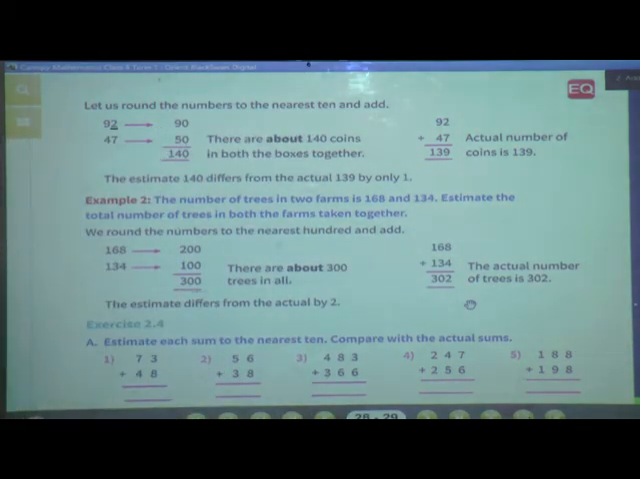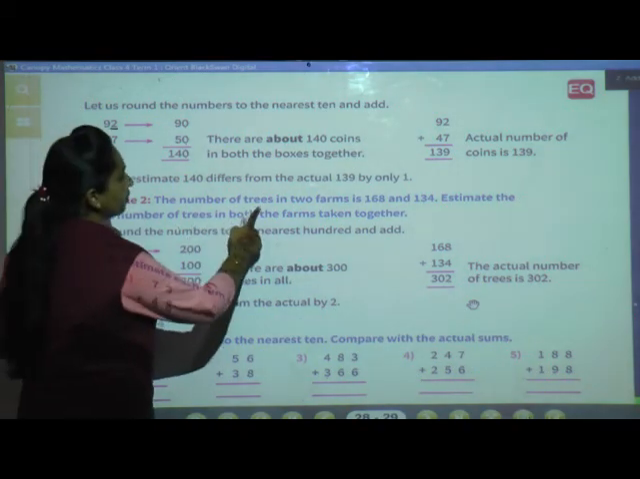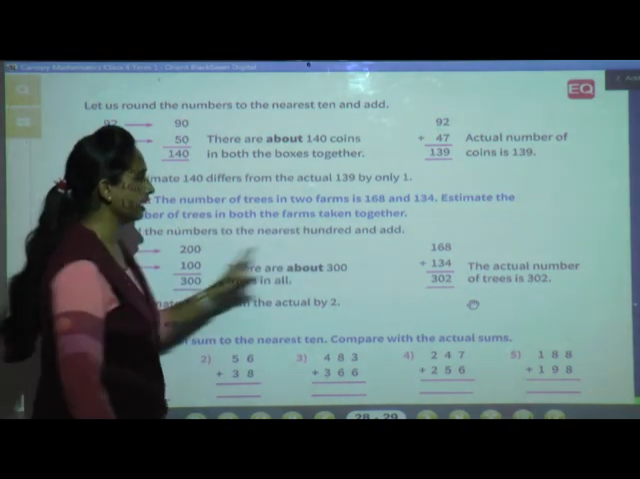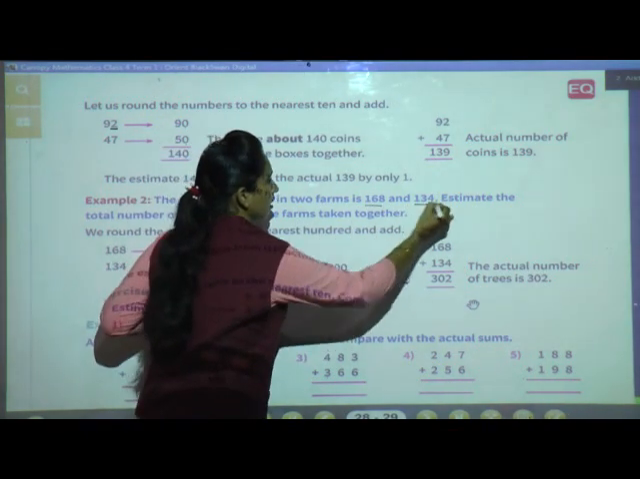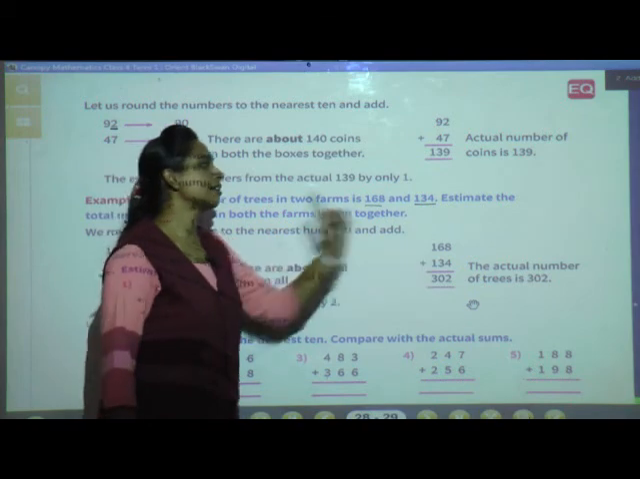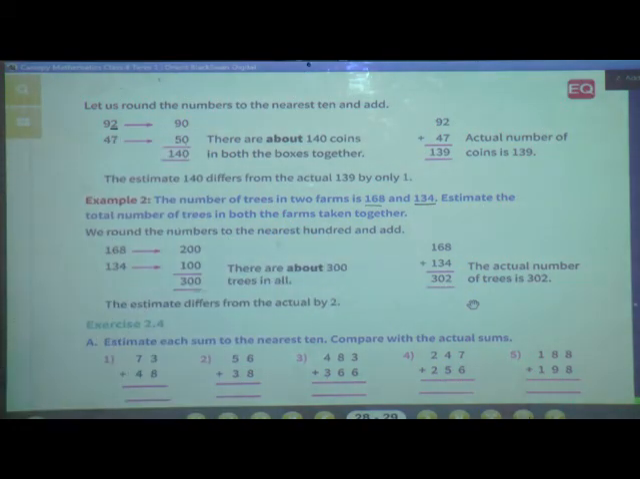Now let me explain the second example. See the second one. What is the question? The number of trees in two farms is 168 and 134. See, these both numbers. Now estimate the total number of trees in both the farms taken together. So what do we have to do?